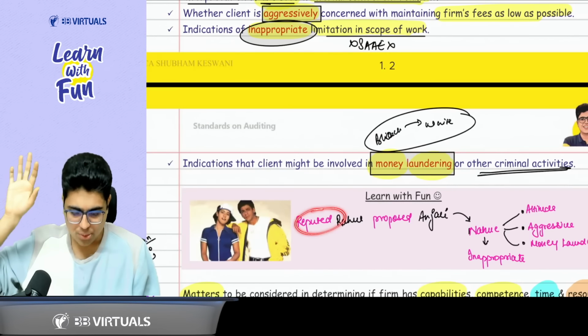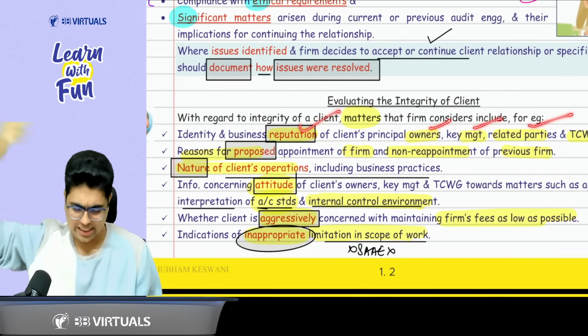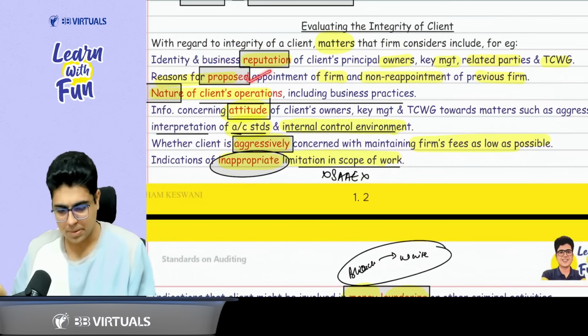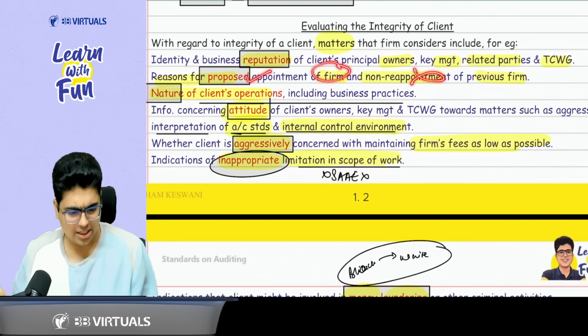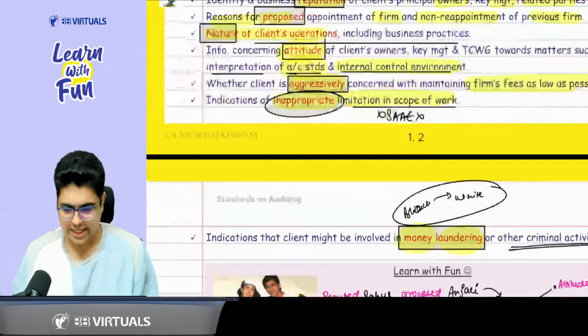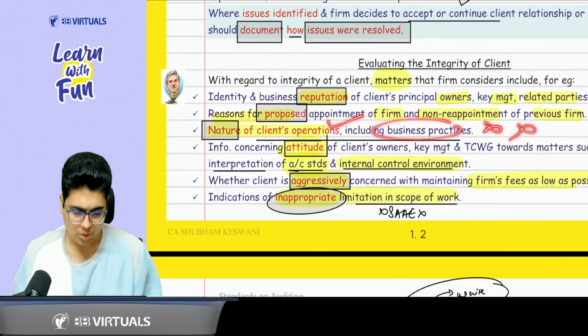First of all, reputed. Reputed means reputation of the client's owners, management, TCWG. Easy, sir. Then we talk about proposed. Proposed means reason for the proposed appointment of the firm and non-reappointment of the previous firm. Easy, sir. Then she saw his nature. Nature means nature of client's operation and business practices. If the practices are bad, don't accept.